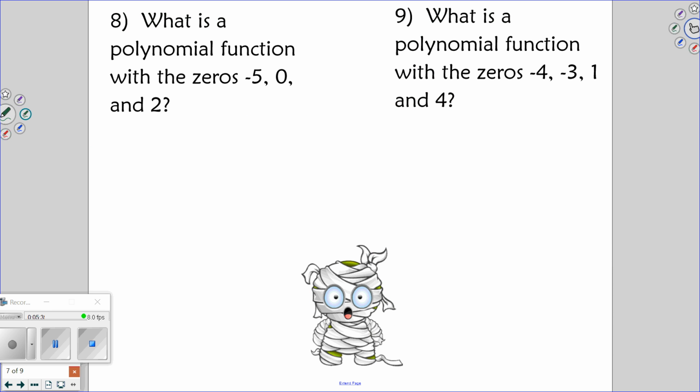Let's try another one. What is a polynomial function with zeros negative 5, 0, and 2? So y equals, where does negative 5 come from? X plus 5. That's awkward. X plus 0, x minus 0. What's x plus 0? It's x. It's just x. Remember, baby brother's an x. That's where your 0 comes from. I mean, you can write x plus 0, x minus 0, but why?